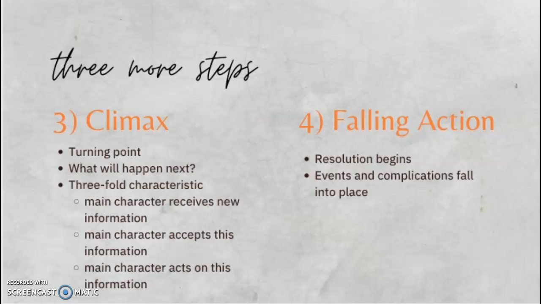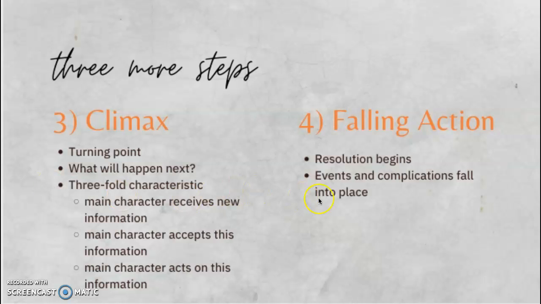And we should consider this climax as a threefold phenomenon. So in the climax, the main character receives new information. They accept this information, meaning they realize it, but sometimes they don't always agree with it or like it. And then lastly, the main character acts on this information. So they make a choice that will determine whether or not the objective they want to meet is met or not.